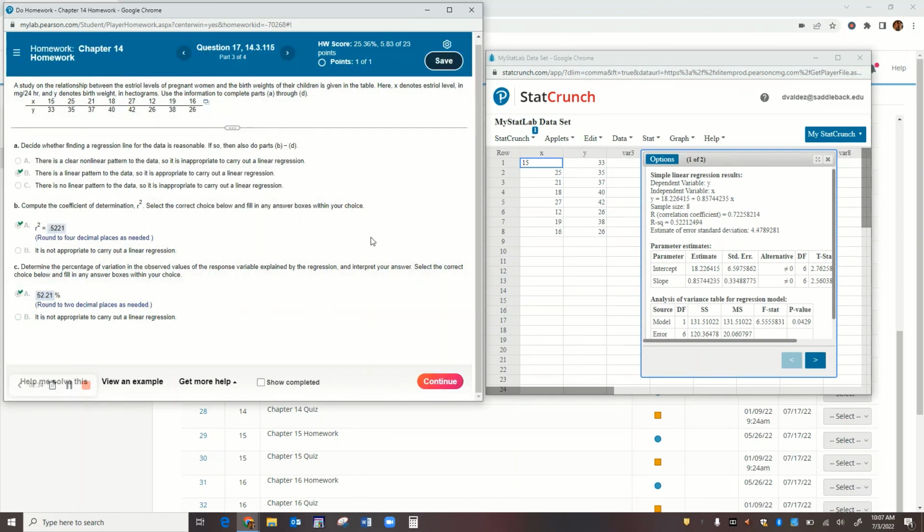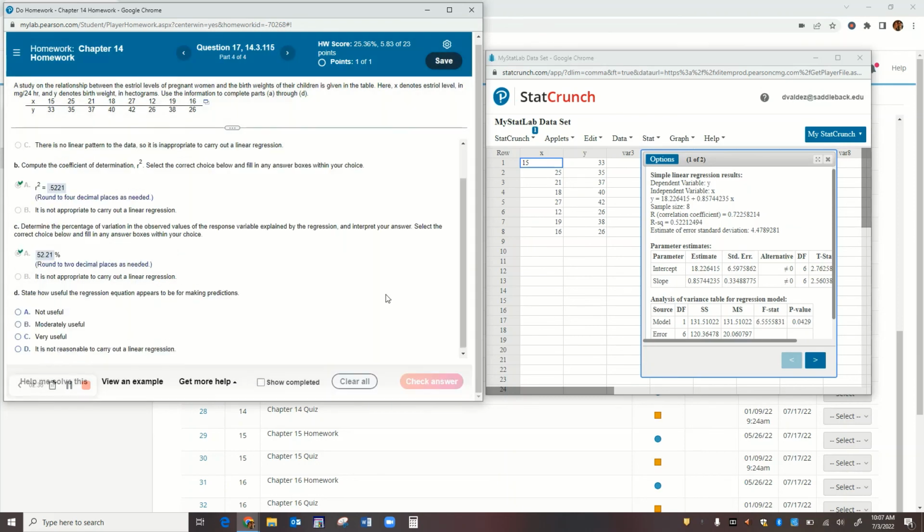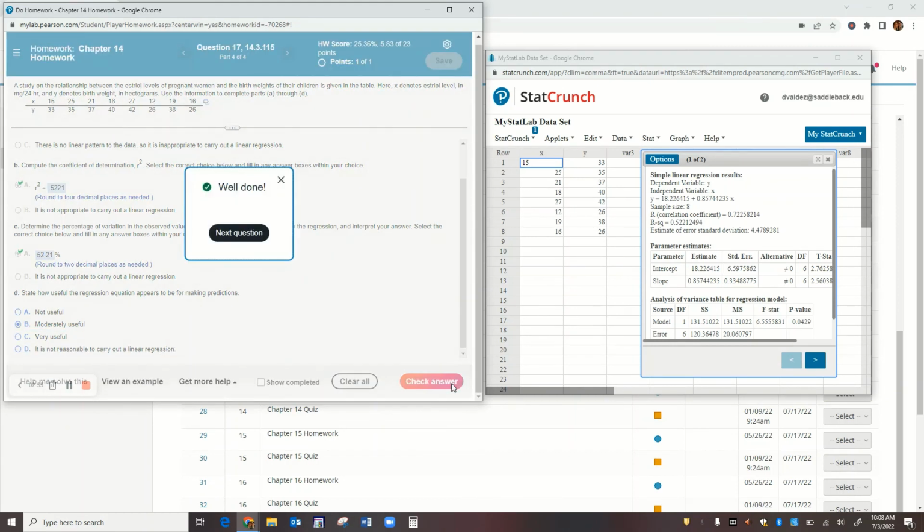Okay. So now we're going to assess how useful the regression equation is. Is it not useful, moderately, or very useful? And D doesn't make sense because we did do linear regression here. I'd say it's moderately useful. It's not fabulous. We've had better. 52%, half of it, you know. I'm going with that one. Okay, so that's all you're going to have to really do for regression.